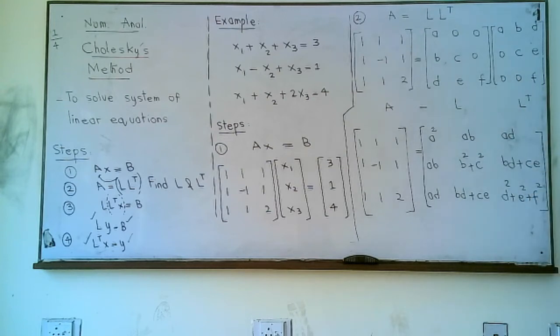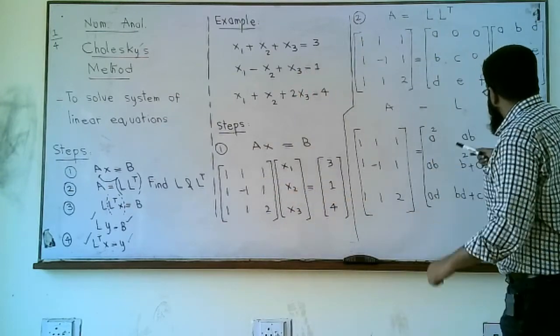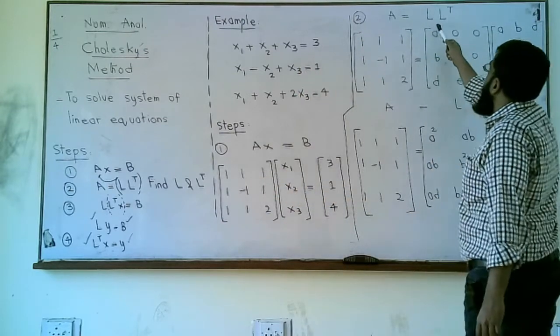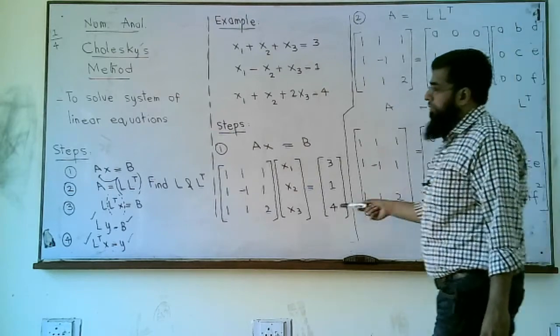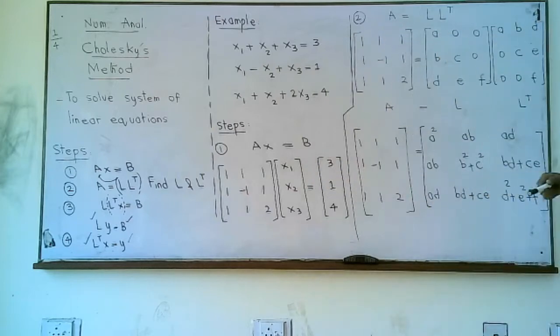So this is how we can proceed, and we can go on with this multiplication until we get this beautiful matrix where we have A, B, C, D, E and F. So now we have to equate these values so that we can find the numbers A, B, C, D, E and F. After we get all these numbers, we will be able to get L and the transpose of L, and then we will be in a position to perform step number 3 and step number 4.